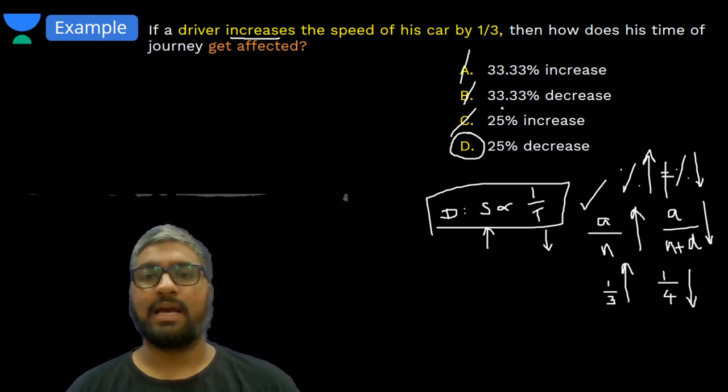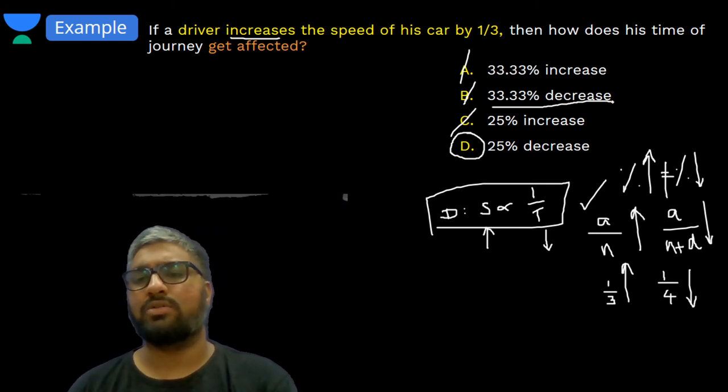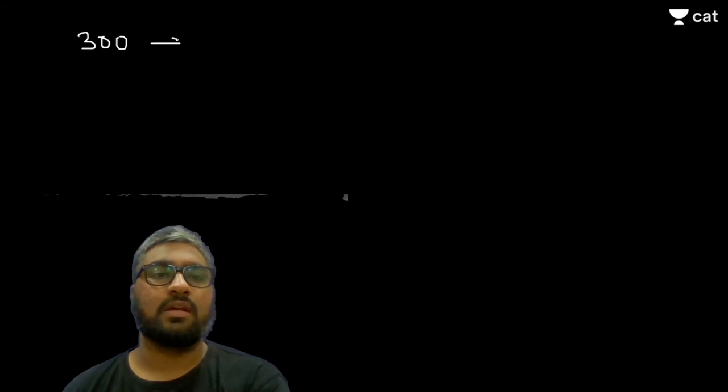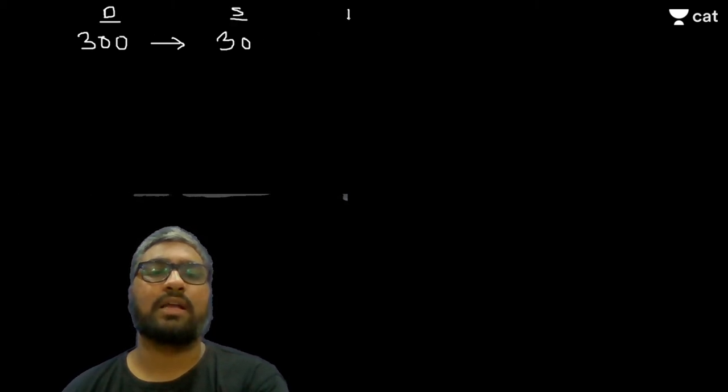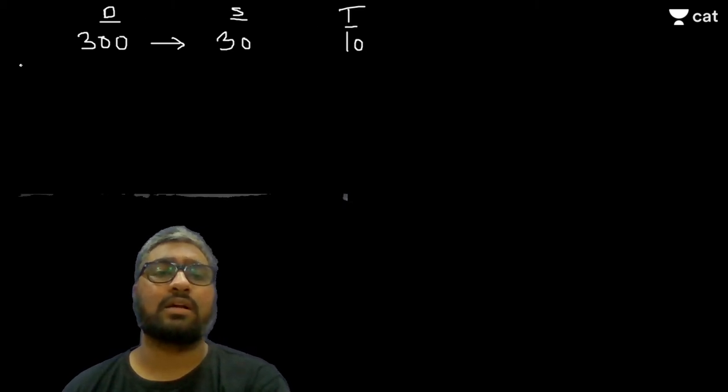New joinees, that is probably because you did not go through the percentages session, but don't worry. If you want me to take an example and help you explain, I can do that. So let's say that 300 kilometers is to be covered. The distance to be covered is constant, 300 kilometers. Now, if I assume the speed is 30 kilometers per hour, the time would be how much? 10 hours. So 30 kilometers per hour for 10 hours would help me cover 300 kilometers.